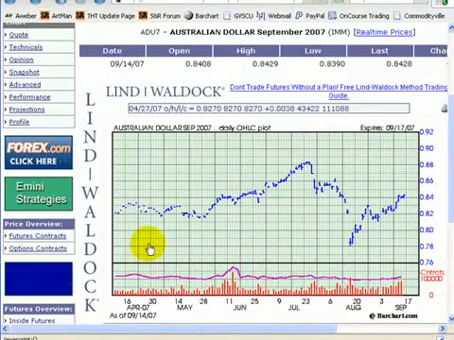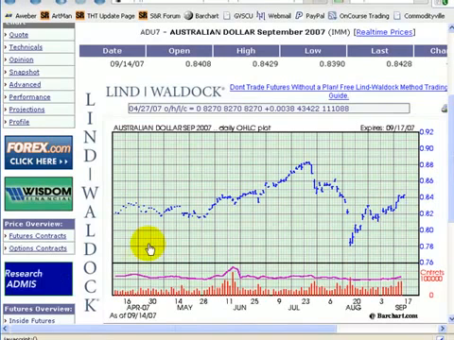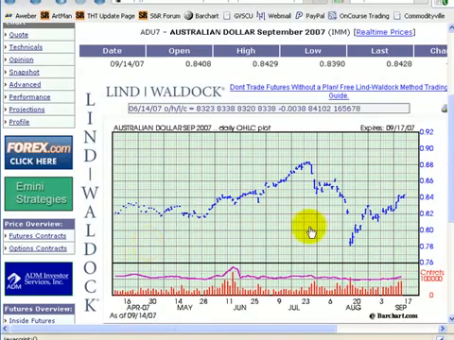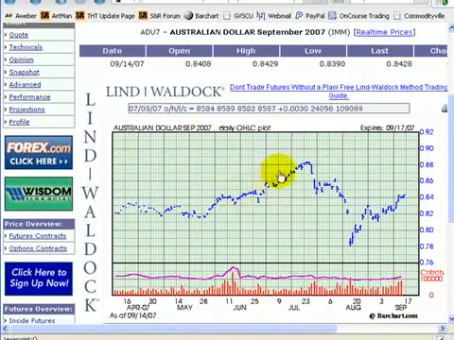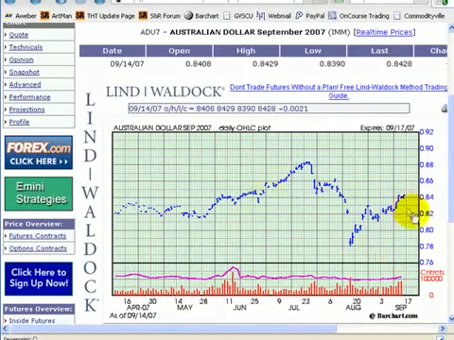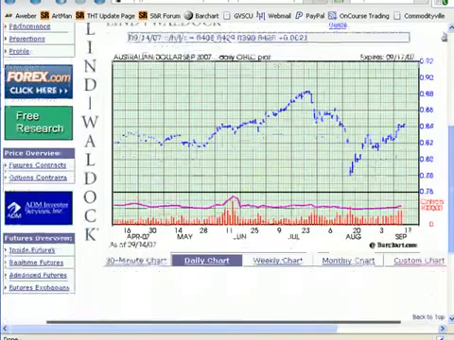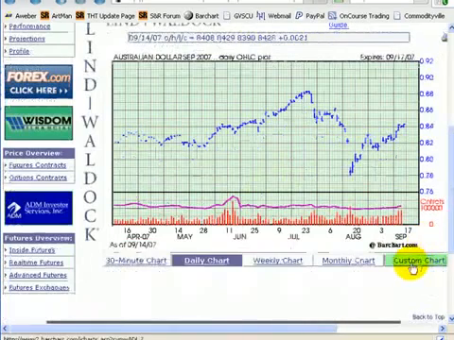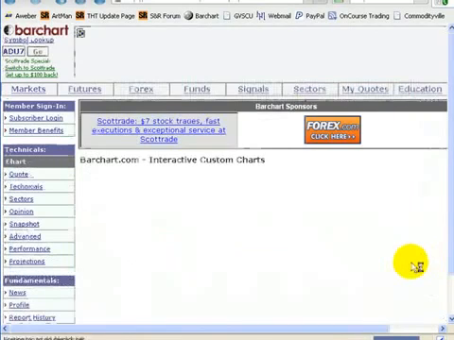And barchart.com is a free service, a free charting software. I would advise you to use some sort of pop-up blocker, as there can be a few pop-ups occurring on this site. So here we have the September Australian dollar, same chart in a slightly smaller version. But as you scroll down, you can see you have the option to make a custom chart, which is what we will do.